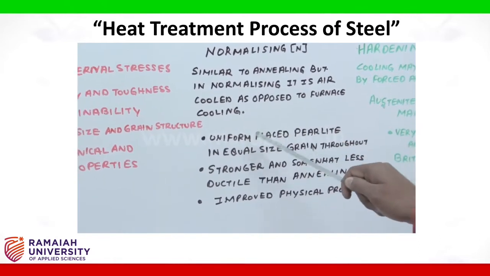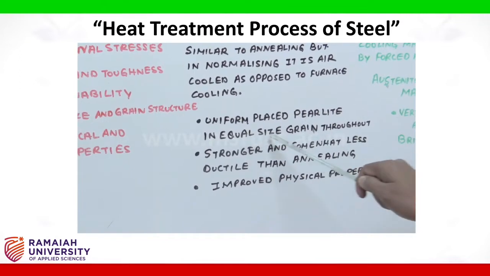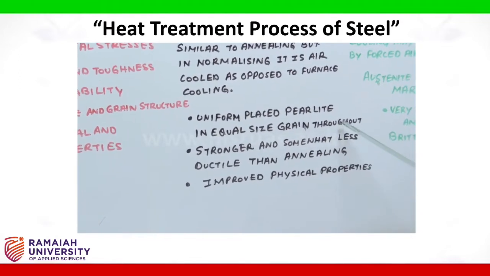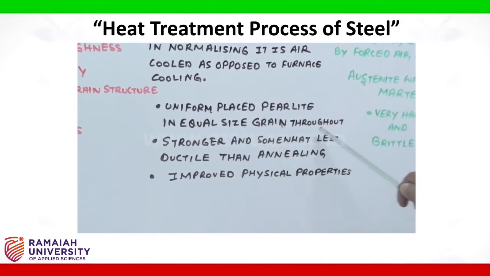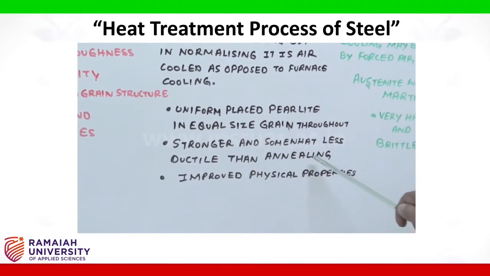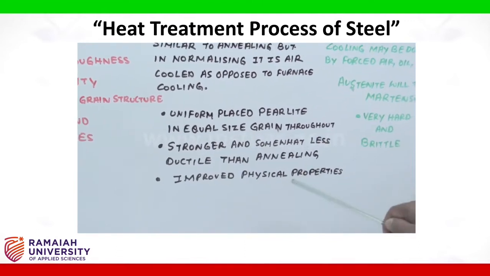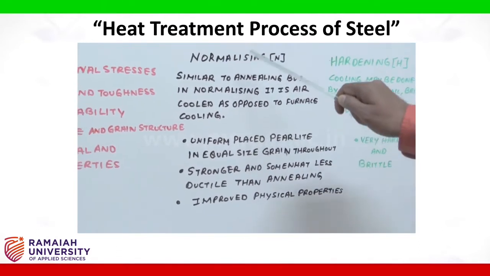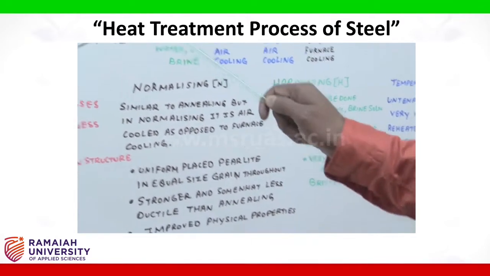From this normalizing, we are going to get uniformly placed pearlite in equal size grains throughout the material, stronger and somewhat less ductile than the annealing process, with improved physical properties. These are the things that we are going to get from normalizing. Next we go for hardening.